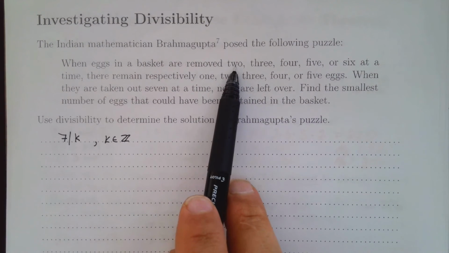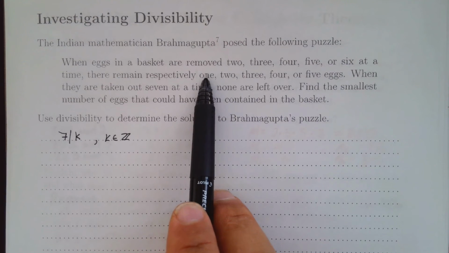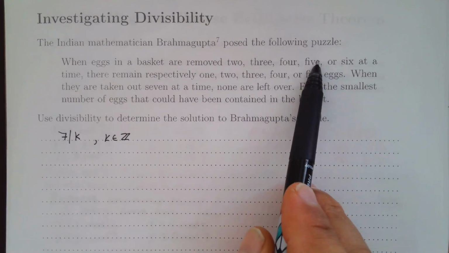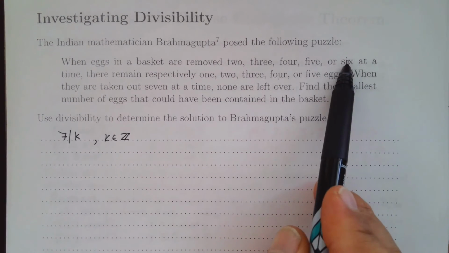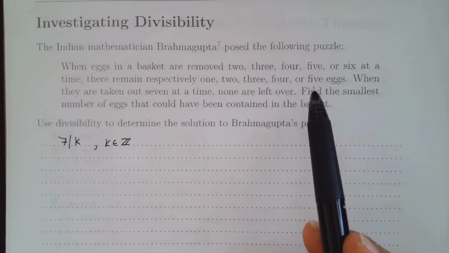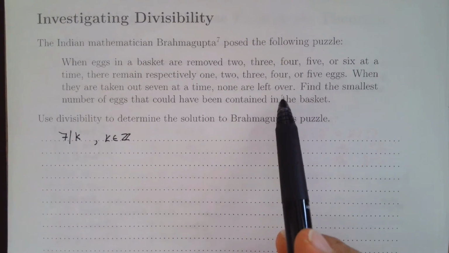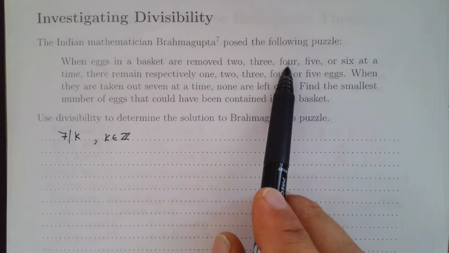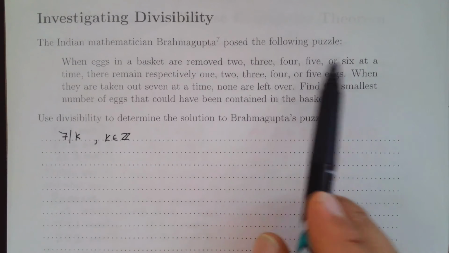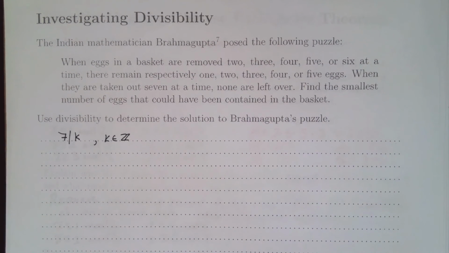Now, it's going to be important that if we look at this, when I take in groups of 2, I have 1 left over. In groups of 3, 2 left over. In groups of 4, 3 left over. In groups of 5, 4 left over. And in groups of 6, 5 left over. So in other words, I am actually short by 1 to complete a set if I'm taking in 2s, 3s, 4s, 5s, or 6s. So how could we write this out?